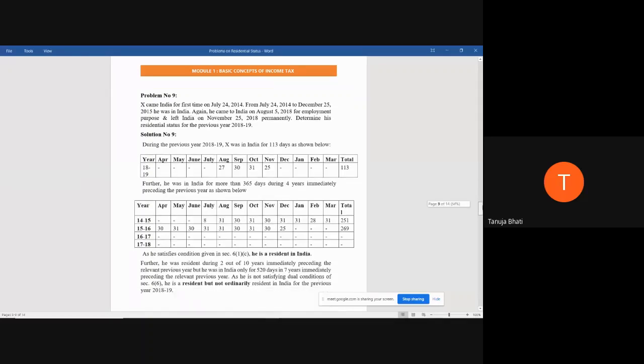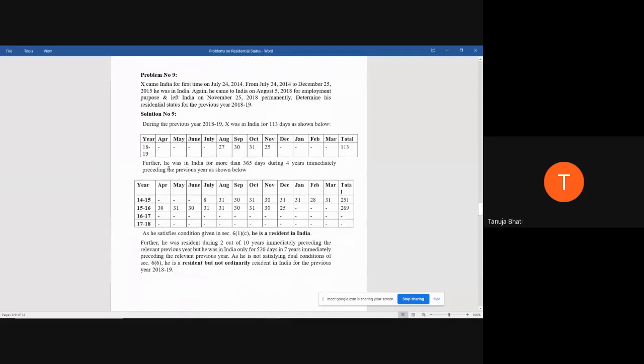Now let us see whether he is satisfying the second basic condition. What is the second basic condition? It says that his stay in India should be more than 365 days during the 4 years immediately preceding the previous year. Now previous year is what? 18-19. Now before that you have to take 4 years. So we took 17-18, 16-17, 15-16, 14-15, and these are the 4 years. Now in these 4 years we have to calculate whether the total is more than 365 days or not. So for that we know that a financial year starts from April, ends in March.